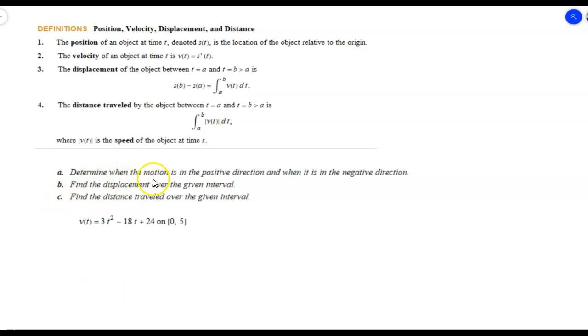The first one says determine when the motion is in positive and negative direction. So this is the velocity. And when the velocity is positive, that means it's going in the positive direction, which we're going to call right. And when the velocity is negative, it's going to go in the negative direction. So how do we find the difference between those positive and negative values for velocity?